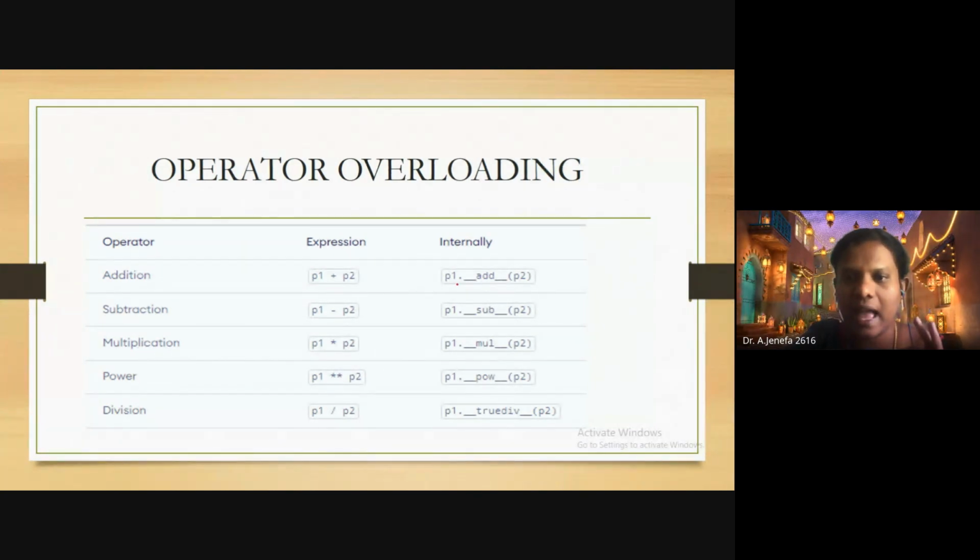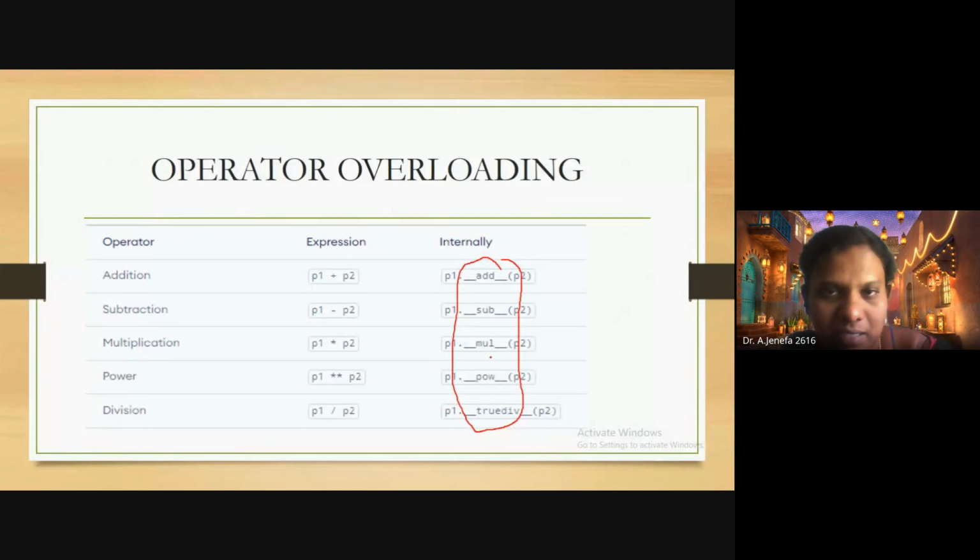Here we have all these built-in constructors: add, sub, mul, pow. From the name itself, you can tell what this function will do. What is the add function? The add function will add two objects, whereas the sub function will subtract two objects' values. Whereas pow will do the power for two objects. And what about true division? True division will divide two objects.